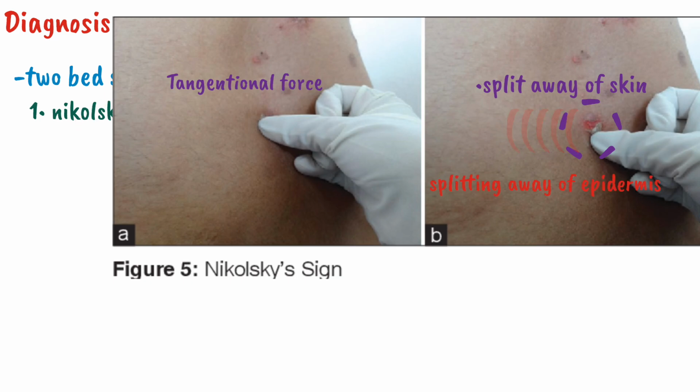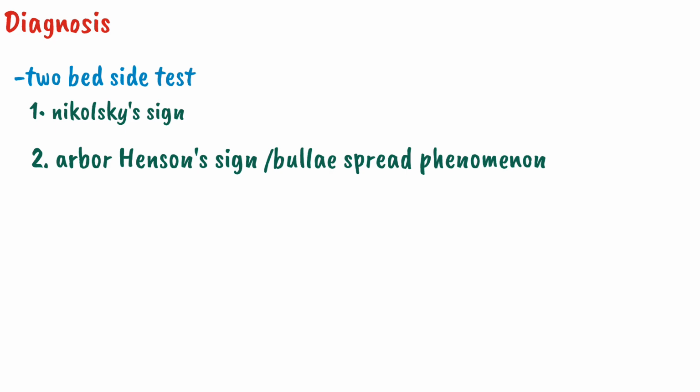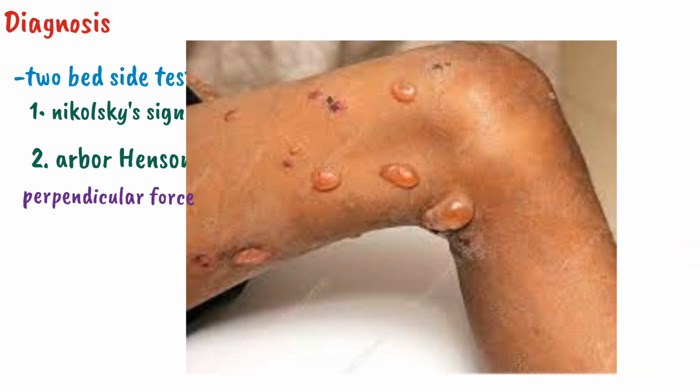And the second one is the Erber-Hansen sign, meaning when we apply a perpendicular force on the bulla, the bulla will spread beyond its margin. For example, this is the bulla and this is the boundary of the bulla. When we apply a perpendicular force, it will spread. This is called the Erber-Hansen sign. And both of these signs are evidence that there is a loss of cell-to-cell adhesion and the skin is flaccid.